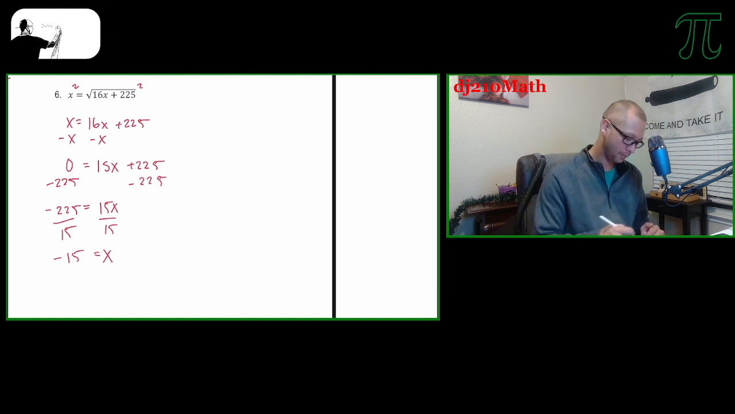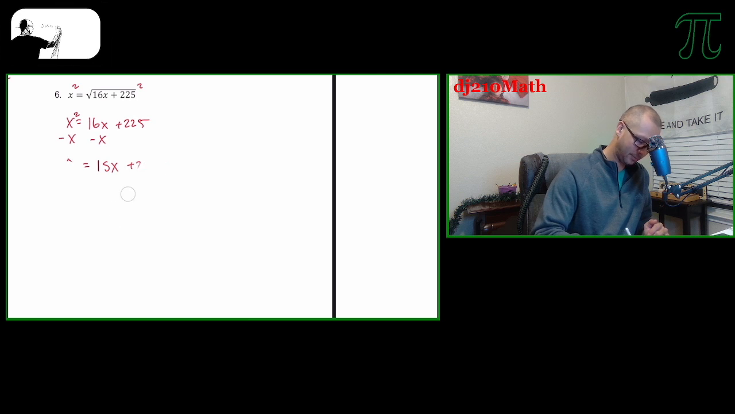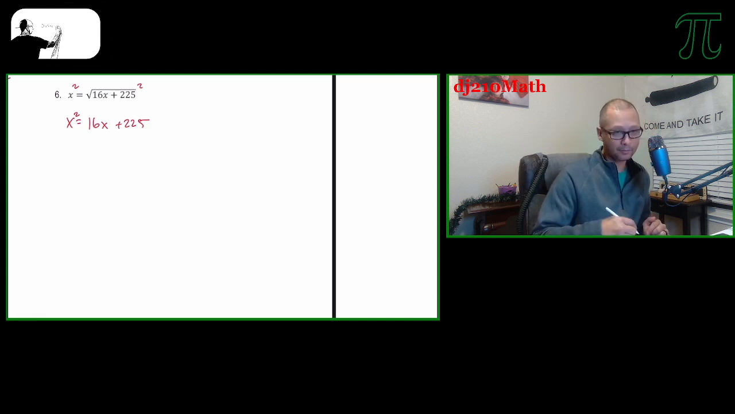I don't think this is true. Only because if x is negative 15, again, a square root cannot. Oh, you know what? I'm tripping. It's late. Try that again. We'll leave the mistake in.